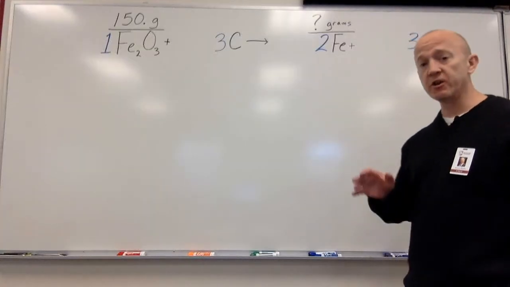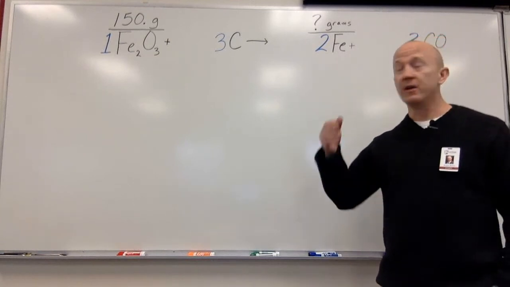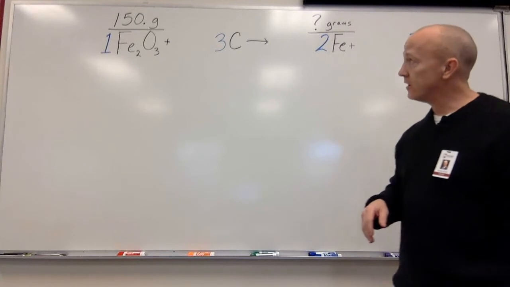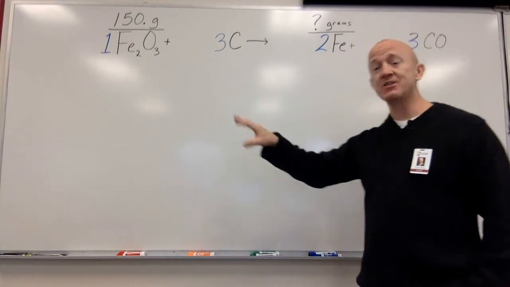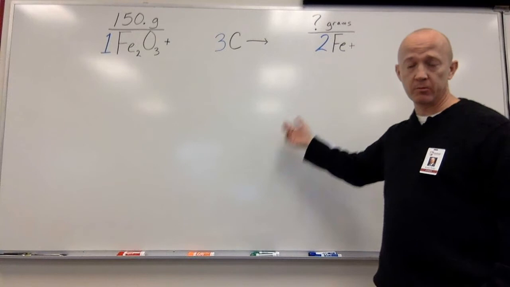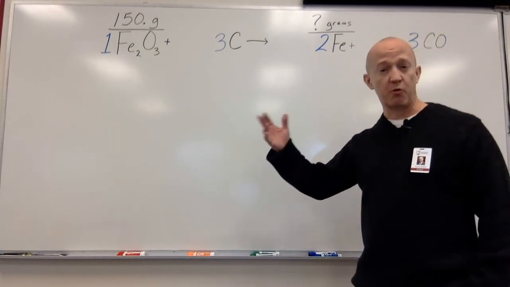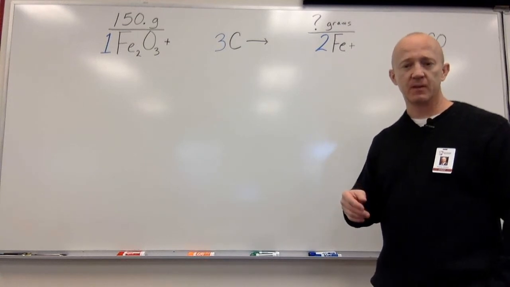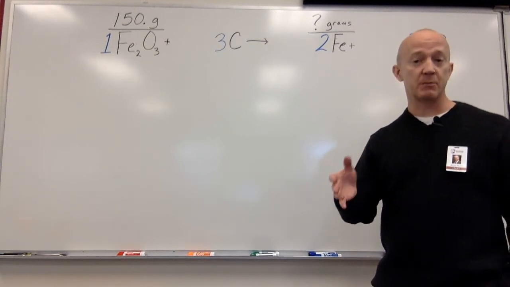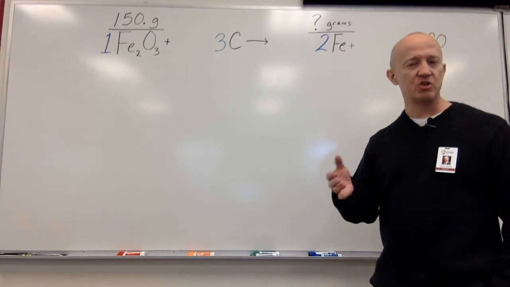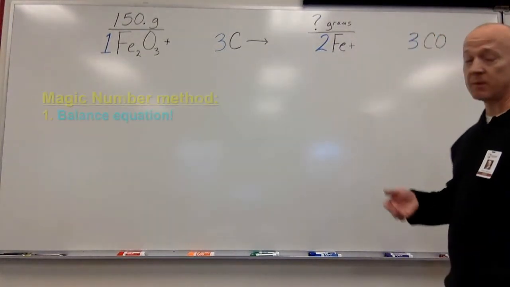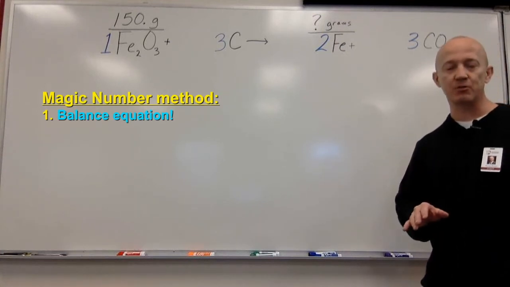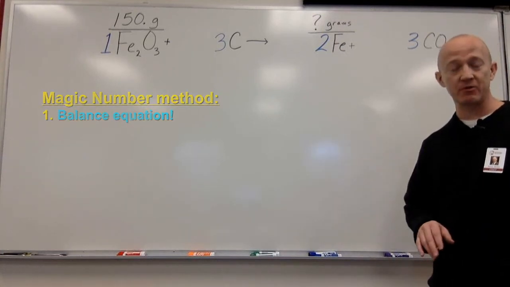I want to show you an alternative way of solving what we call mass-to-mass stoichiometric calculations. In other words, taking the mass of a known and solving for the mass of an unknown. The previous way we did it was using those 4 steps, having conversion factors and solving in that fashion. But this way is called the magic number method, and it's a little bit more of an algebraic way of solving. I start by having my balanced equation. I must have a balanced equation to do any type of stoichiometric calculation.